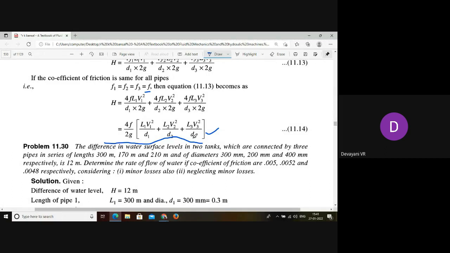So when connected in series, to calculate the total head loss from the first tank to the second tank during the flow, definitely we should use this formula, that is 4f by 2g into L1 V1 square by D1 plus L2 V2 square by D2 plus L3 V3 square by D3.